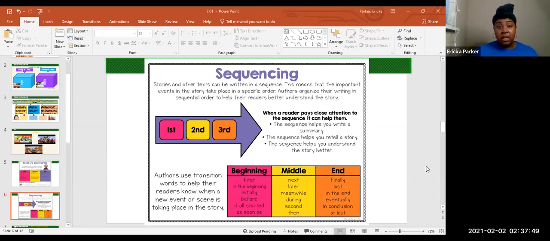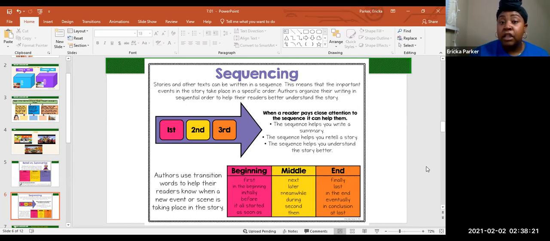Okay, sequencing. This is something that we worked on. Sequencing is what happened, the sequence of events, how those events happen. Stories and other texts can be written in a sequence. This means that important events in the story take place in a specific order. Authors organize their writing in sequential order to help their readers better understand the story. Okay, so as you can see, you got first, second, third.